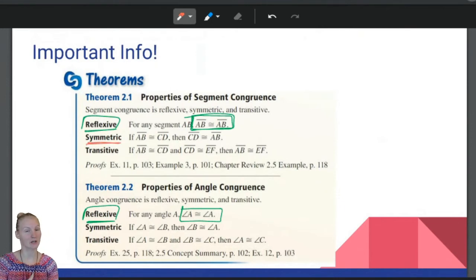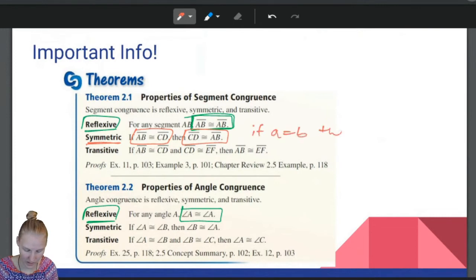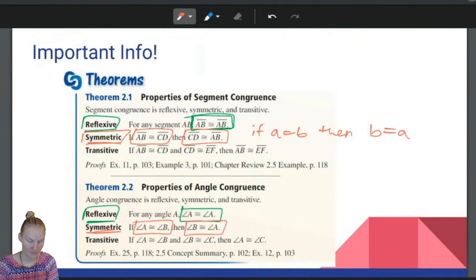Symmetric. You might see the pattern by now, but you might not, so I'm going to keep explaining in case people need more explanation. If you see segment AB is congruent to segment CD, then I can flip them and write segment CD is congruent to segment AB. Remember, that's just flipping it. That's the symmetric property. Like if A equals B, then B equals A. So that is the symmetric property. And the exact same thing goes for angles. Angle A congruent to angle B, angle B congruent to angle A. You're just flipping it. That's still the symmetric property.